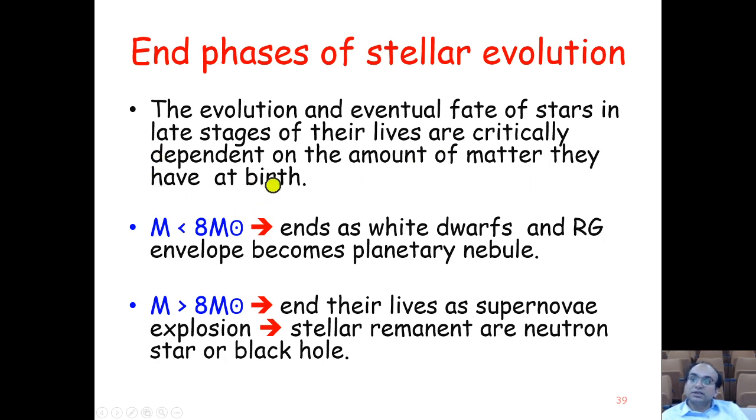If the mass is less than 8 solar mass, they will end as white dwarfs and the RGB envelope becomes planetary nebulae. If more than this, they end their lives in a supernova explosion, and the stellar remnants may be a neutron star or black hole. That will probably be taken care of in the next series of lectures. So I'll stop here and thank you very much for joining us.